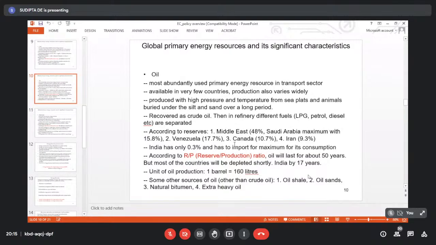And there, the interesting part is that we always say India's economy depends on two most important things. One is the international market price of crude oil, and second is the monsoon rain. If the monsoon rain is not that strong and the oil price goes high, then the Indian economy will undoubtedly have a big shock. Anyway, availability in very few countries is a special feature of oil, and production also varies widely.